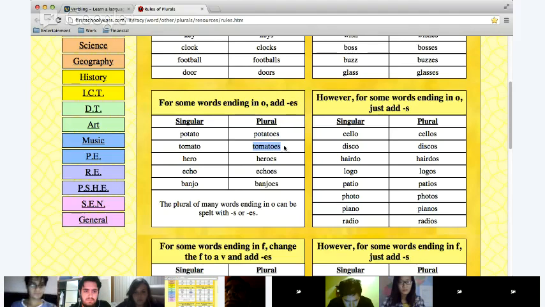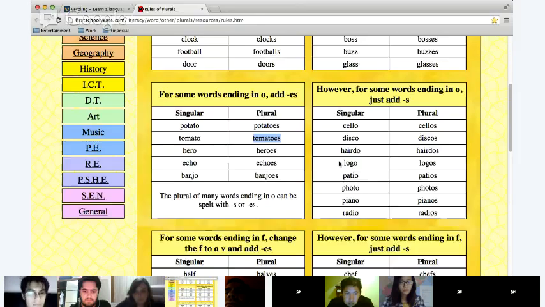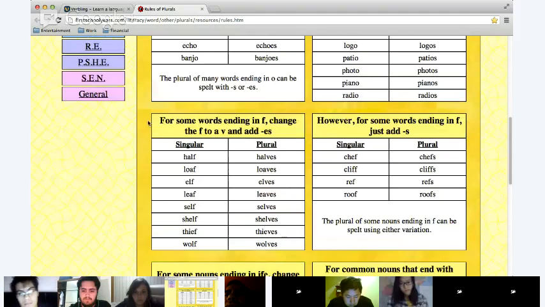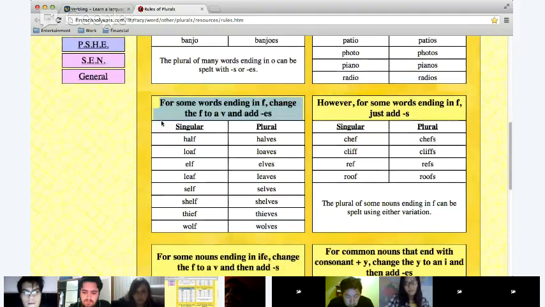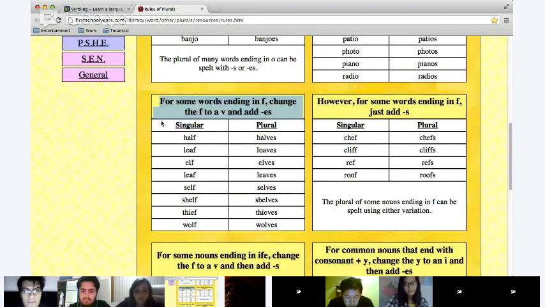All right. Let's go to our next block of information. This is for Jesus. Jesus, please read the information here in this block. For some words ending in F, change the F to a V and add S or ES. Singular and plural: half, halves; loaf, loaves; elf, elves; life, lives; self, selves; shelf, shelves; thief, thieves; wolf, wolves.